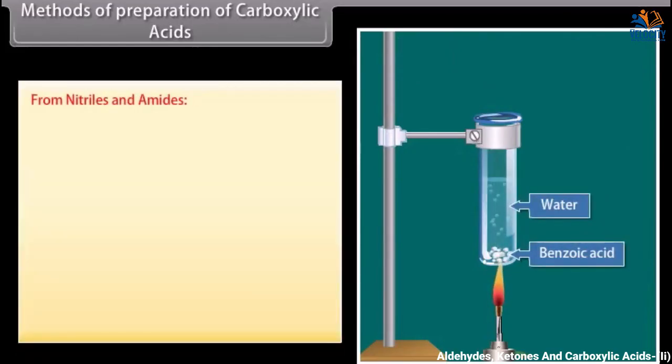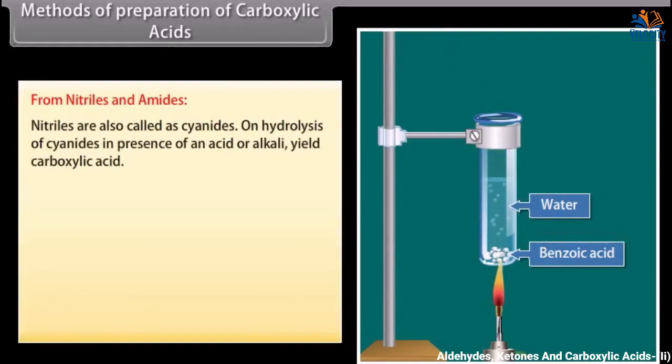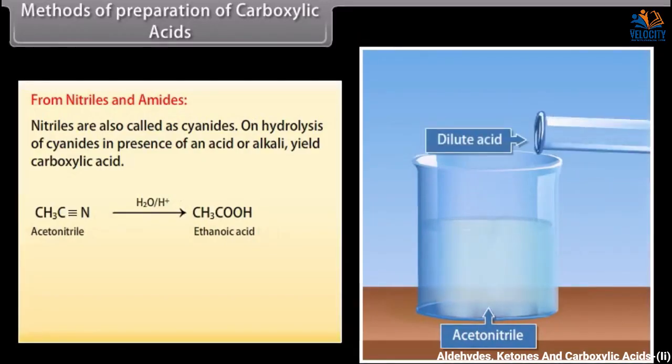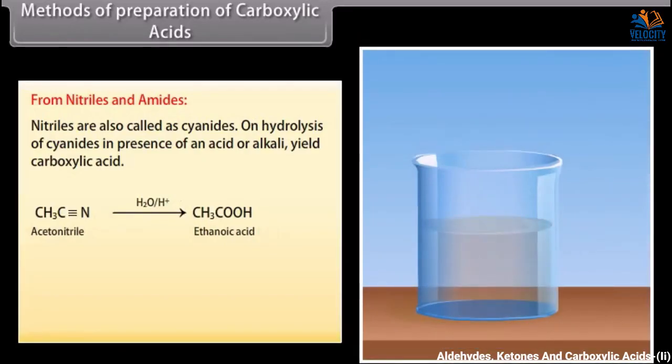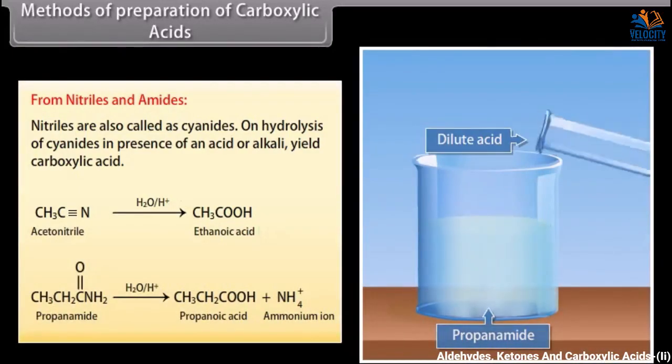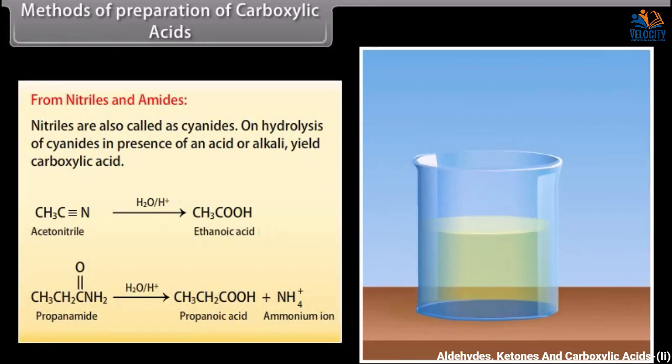From nitriles and amides. Nitriles are also called cyanides. On hydrolysis, cyanides in the presence of an acid or alkali yield carboxylic acids. Hydrolysis of acetonitrile in the presence of an acid forms ethanoic acid. On hydrolysis of propanamide in the presence of an acid, it forms propanoic acid and ammonium ion.